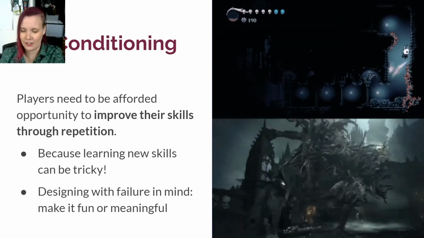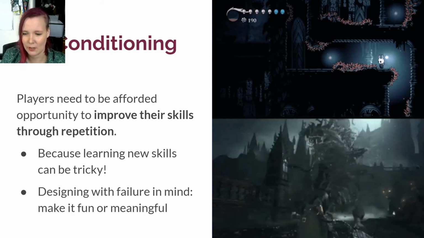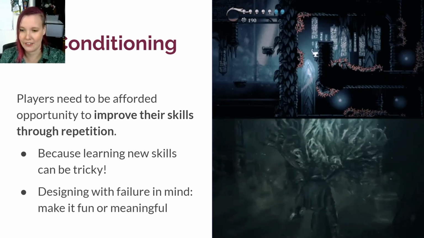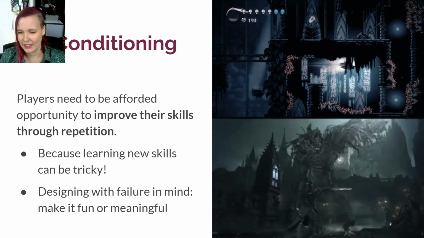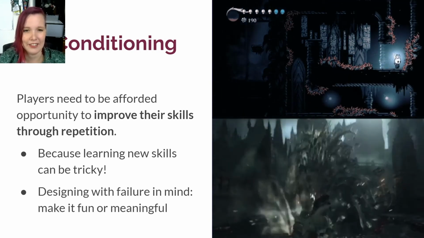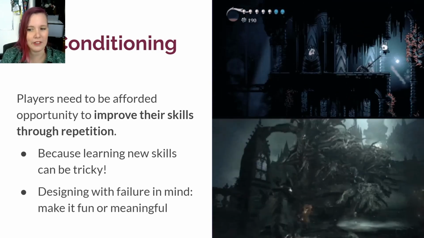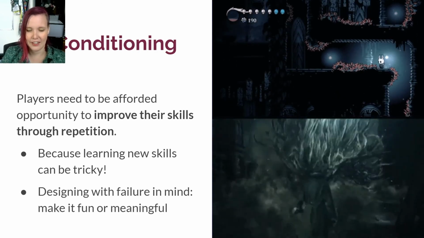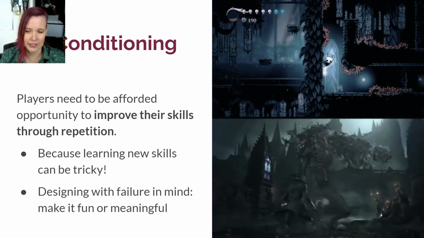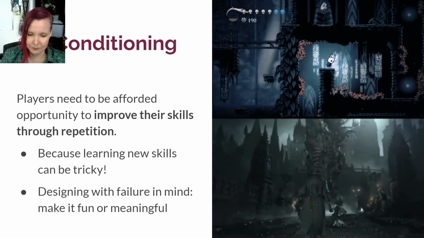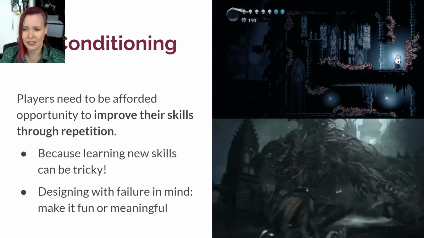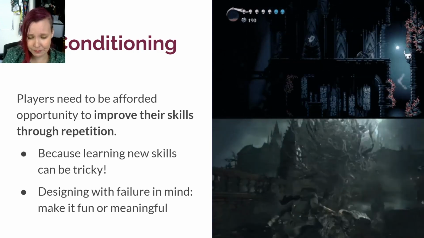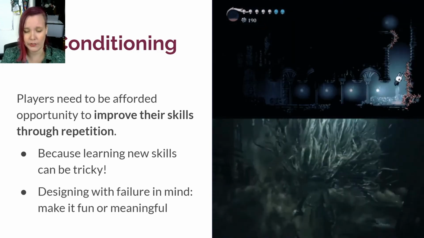And so this is another area in Hollow Knight in the above screen where you're practicing that wall jump that you just learned, hopefully, because probably you've seen this area on your way in and you were like, I know there was something there. I want to get to it. I couldn't get to it before, so I'm going to go back and find it. So this lets you repeat the new skill and master it, because learning new skills can be tricky, especially dexterity based ones. And you want to design with failure in mind.